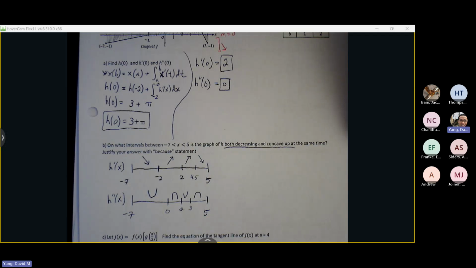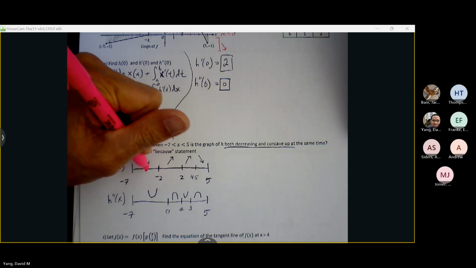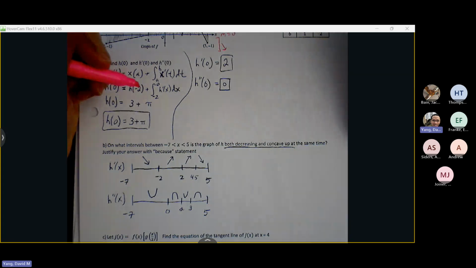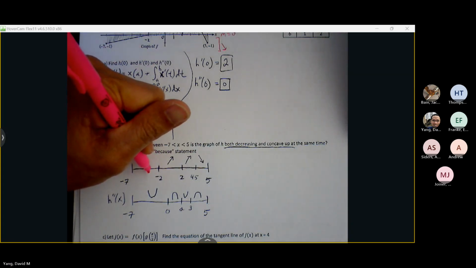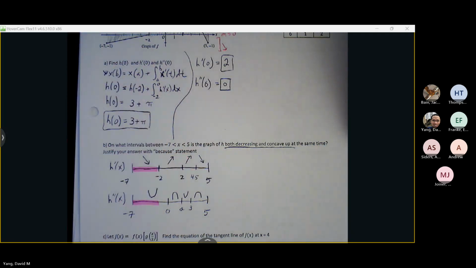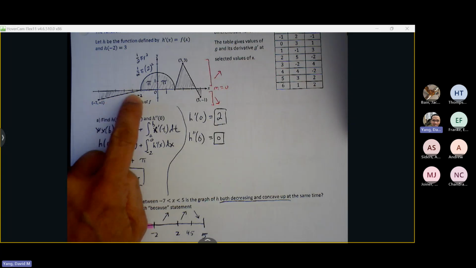Decreasing and concave up. So we want an arrow that's decreasing and at the same time concave up. Sorry, decreasing and concave up. That's it, right? That's the only place. You can also pull this from the graph as well. Decreasing and concave up means below the x-axis and the positive slope. So below the x-axis, positive slope, that's the only place that has it.